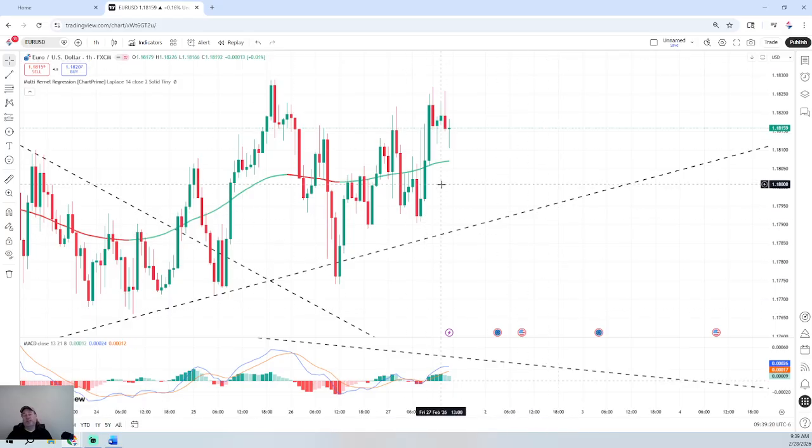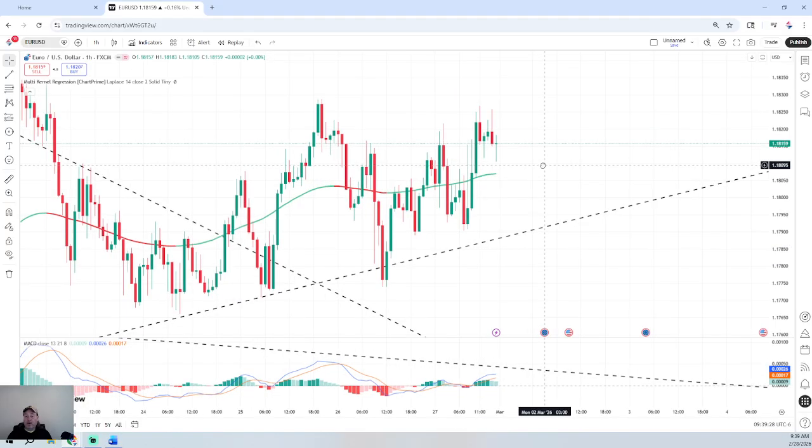So if we're challenging resistance in a range trade to higher environment, you would want to look to try and buy somewhere in this lower range here. All right, so where do we have the biggest support?